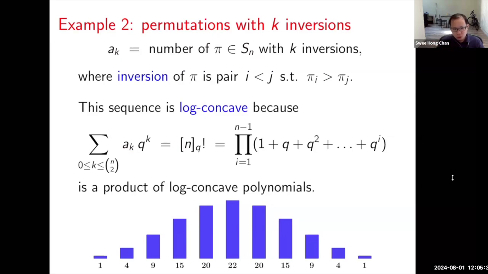Instead, what people usually do is write the generating function of these coefficients. Then they realize, what a coincidence, this is what we call the q-analog of n factorial. In particular, this polynomial is a product of simpler polynomials of the form 1 plus q up to plus q to the power of i. The coefficients of each form a log concave sequence, and it's known that this property is preserved under taking products of polynomials, that is, under convolutions. That is how we conclude that the original sequence is log concave.